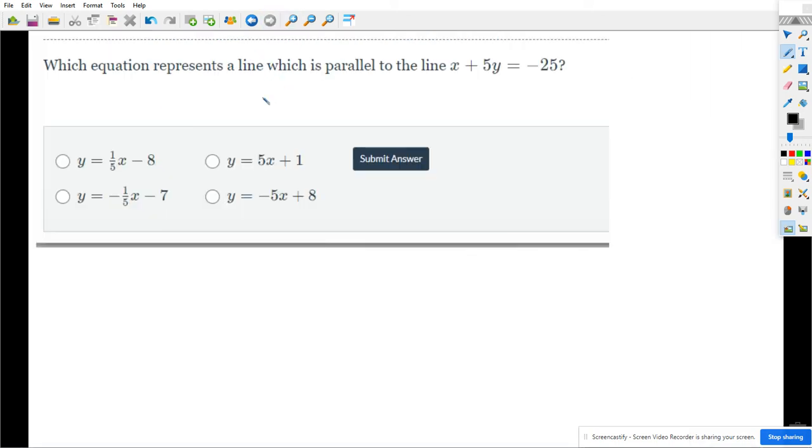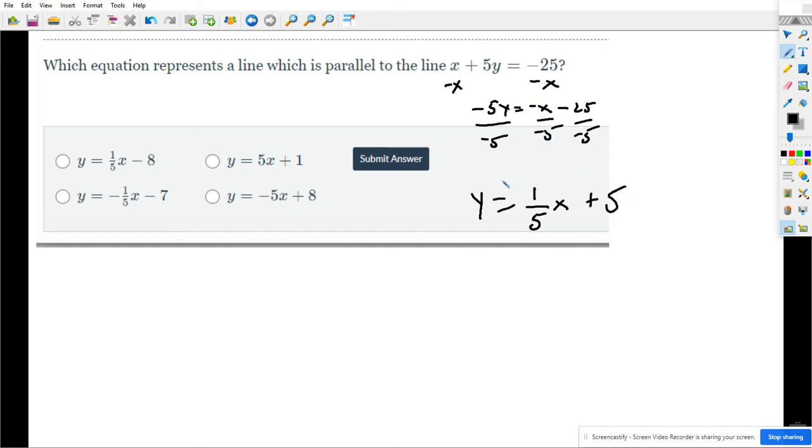Which equation represents a line that is parallel to the given line? So we talked about this yesterday. I have to get y by itself here. I can't tell what the slope is just by looking at this. So I would subtract x from both sides. It would give me -5y equals -x minus 25. I would divide by -5. And I want to make sure you know how to write this. Y equals, what is the number in front of this x when you don't see it? It's a 1. So it's 1 over 5x. Notice a negative divided by a negative is a positive.